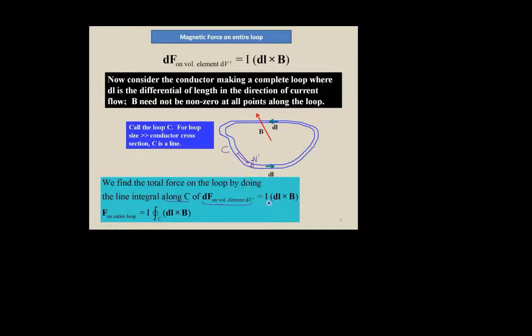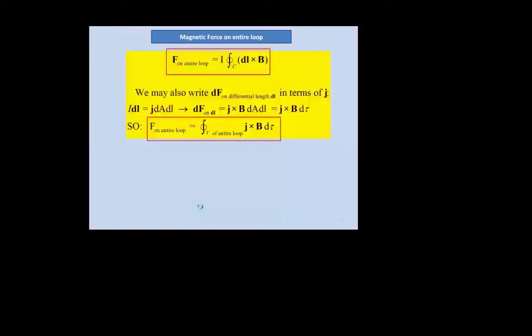Here's our differential, the same equation above. Find the force on the entire loop. We do the line integral of dl cross B times the current I. Remember, I is the same at any point along C because it's the total current going along the loop. Okay, so this is an interesting and important equation because it allows us to find forces on current loops.